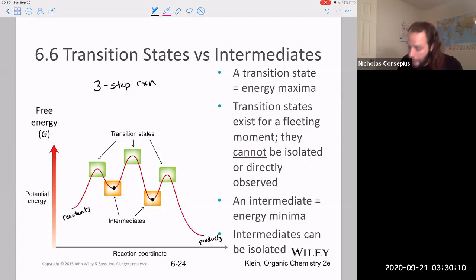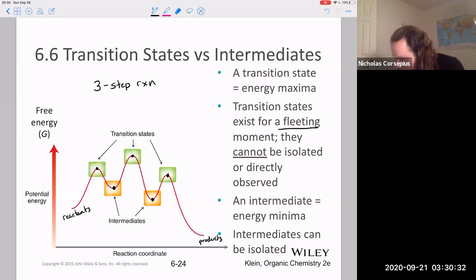On the other hand, at the peaks here, you have what are called transition states. Transition states are fleeting, meaning they only exist for a split second, right? If my marble is sitting at the top, it's either going to fall one direction or the other. It's not just going to chill there. They're the highest energy points on your diagram.